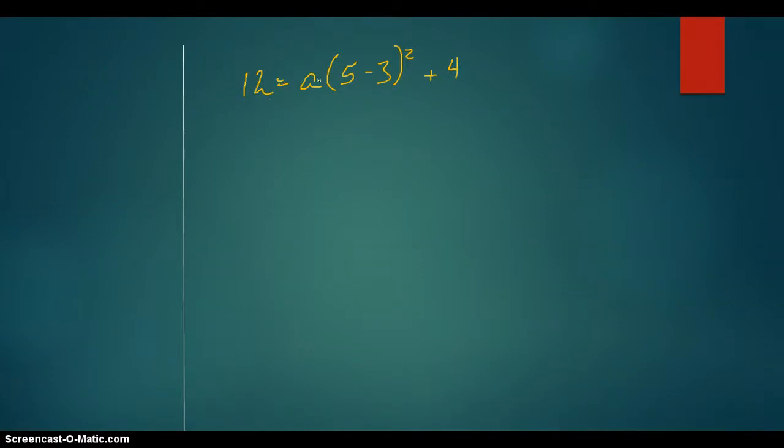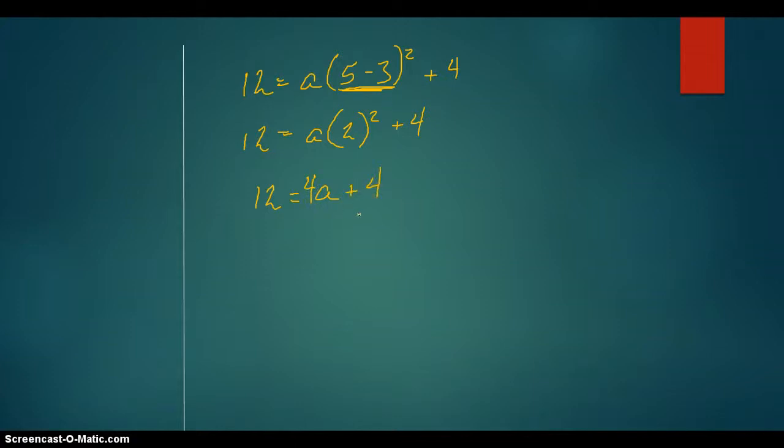We have 12 equals a times (5 minus 3) squared plus 4. So let's simplify. I see inside my parentheses, and that's what I'm going to do first. And so I've got 12 equals a, 5 minus 3 is 2. Okay, now I have an exponent. So 12 equals a times 4. I'm going to go ahead and write 4a plus 4.